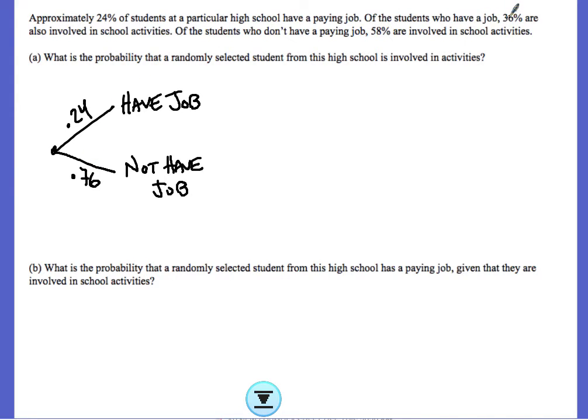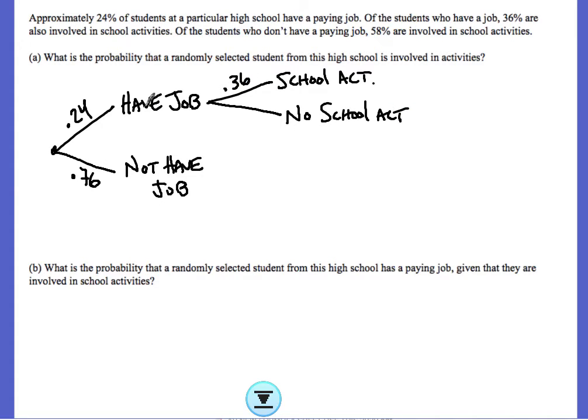Of the students who have a job, so of these students right here, 36% are also involved in school activities. So 0.36 of these people that have jobs are in school activities. Now you might have a job and not be involved in school activities. So if 36% of these people are in school activities, then do 1 minus 0.36 and you get 0.64 who are not in school activities.